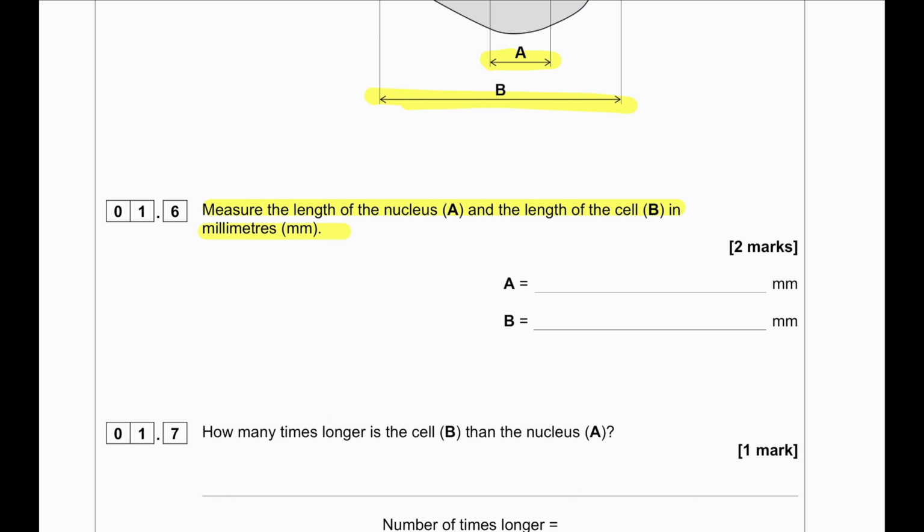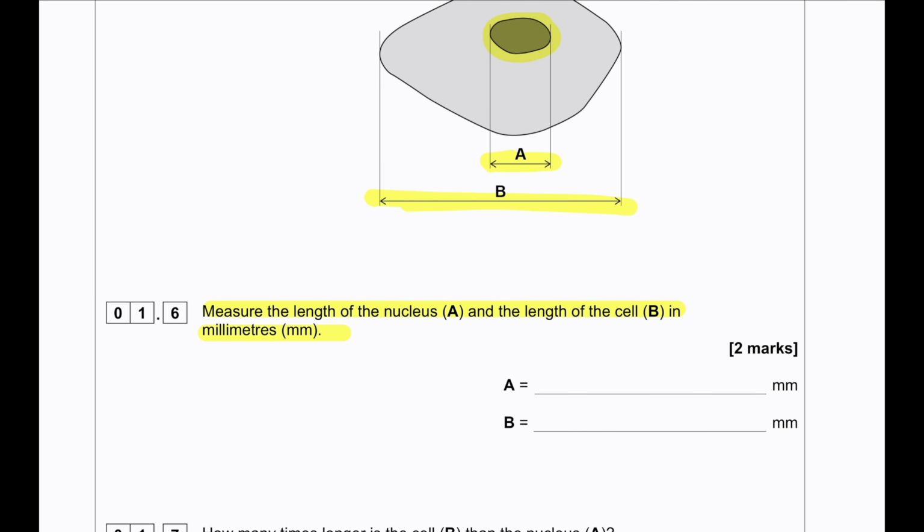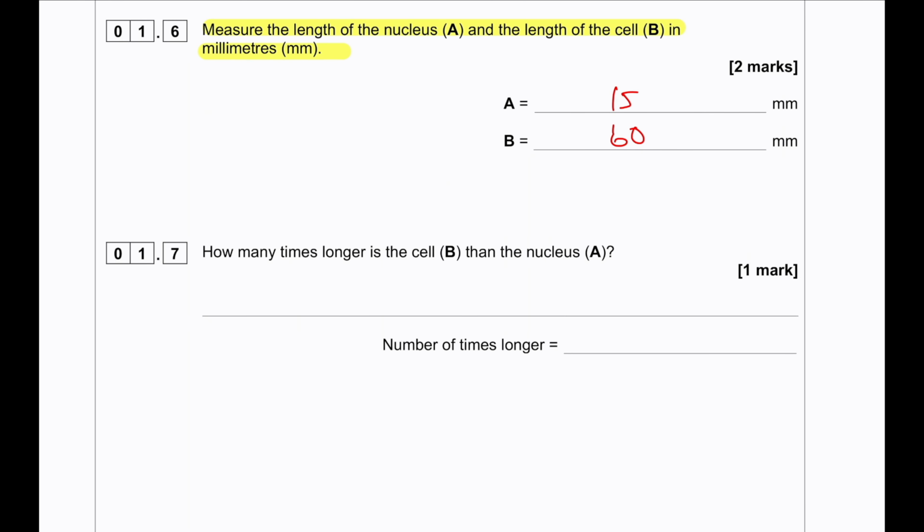Okay, now guys, definitely you can do this by using a ruler. In this case, the length that we find is 15 millimeters in the case of A, and for B it is 60 millimeters. Now the question says how many times longer is the cell B than the nucleus A? To find it out, we'll have to divide 60 by 15, so the answer is 4. So it will be 4 times longer.